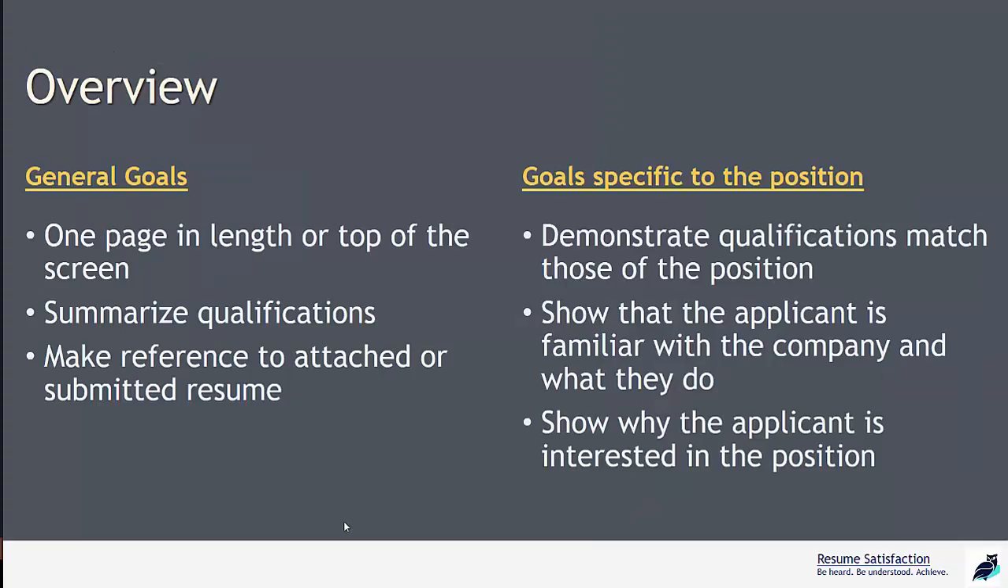Let's start with our overview. So the cover letter, generally it should be about 1 page in length, and its purpose is to really summarize your qualifications, show how you're qualified for the position, and make reference to an attached or submitted resume, because the ultimate goal is for the person reading the cover letter to want to look at your resume, right, and to realize that you are a qualified candidate for the position.